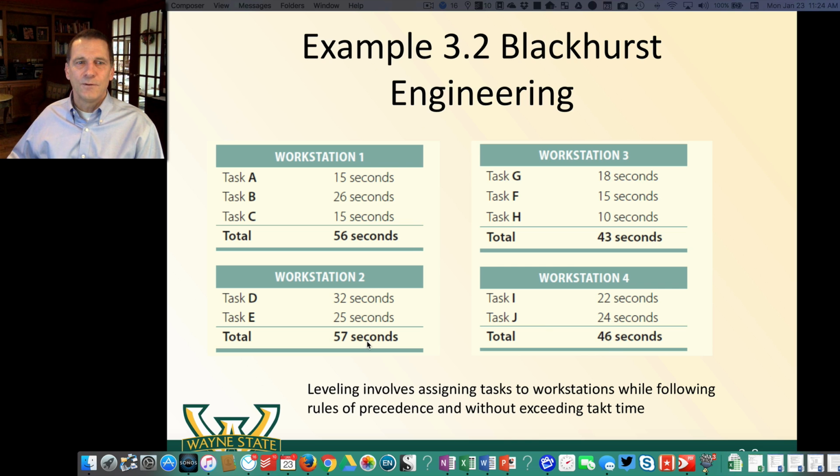Notice that every workstation must have a total time less than the takt time. That's the decision rule. Okay, leveling involves assigning tasks to workstations while following the rules of precedence and without exceeding the takt time.